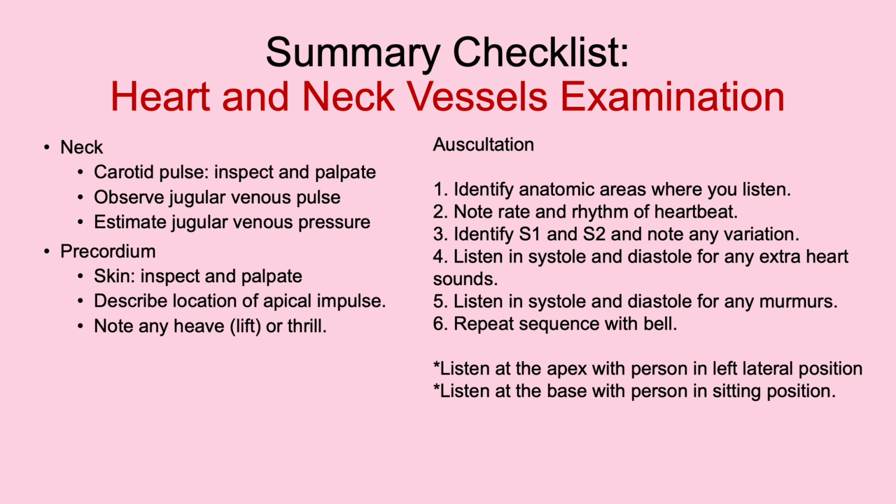When you're listening, you're going to identify the anatomical areas. You're going to note the rate and rhythm of the heartbeat and listen for an S1 and an S2 and listen for the intensity. Where is S2 loudest? Where is S1 loudest? You're checking for any heart sounds by now moving on to the bell of your stethoscope and checking for any murmurs.